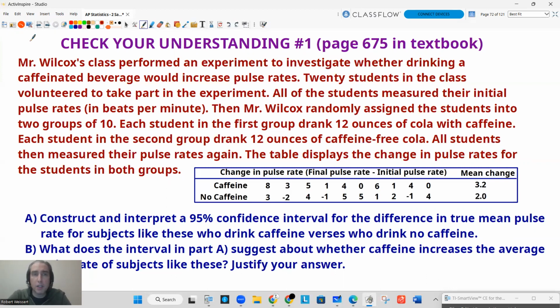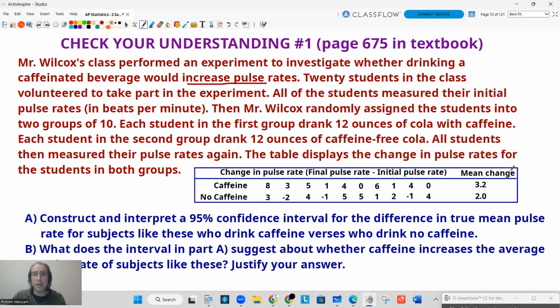All right, Mr. Wilcox's class performed an experiment to investigate whether drinking a caffeinated beverage would increase pulse rates. 20 students in the class volunteered to take part in the experiment. All of the students measured their initial pulse rates in beats per minute. Then Mr. Wilcox randomly assigned the students into 2 groups of 10. Each student in the first group drank 12 ounces of cola with caffeine. Each student in the second group drank 12 ounces of caffeine-free cola. That's your control group. All students then measured their pulse rates again. The table displays the change in pulse rates for the students in both groups.